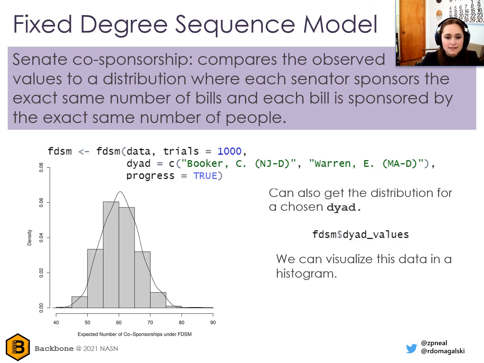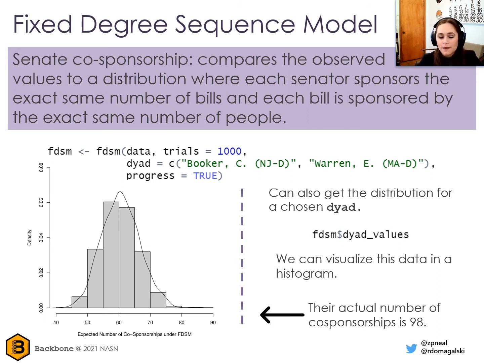So we can plot this data, which we've done on the left here, and then we can compare it to the actual value we observed. So in the 114th session, they had co-sponsored 98 bills. We can tell that this is definitely in the right upper tail of our distribution. And so in our network, after we use backbone.extract, we expect to see a positive edge between Senators Booker and Warren.